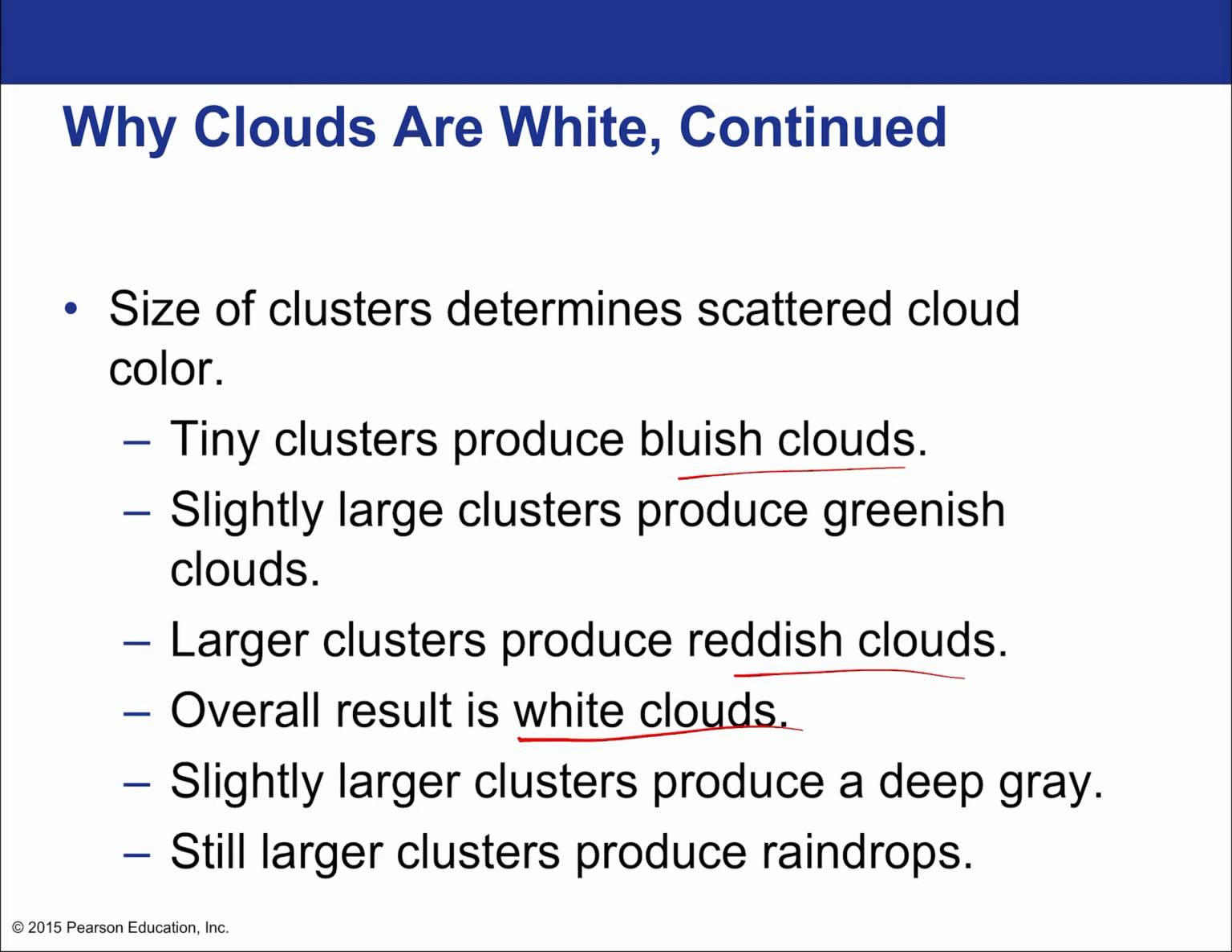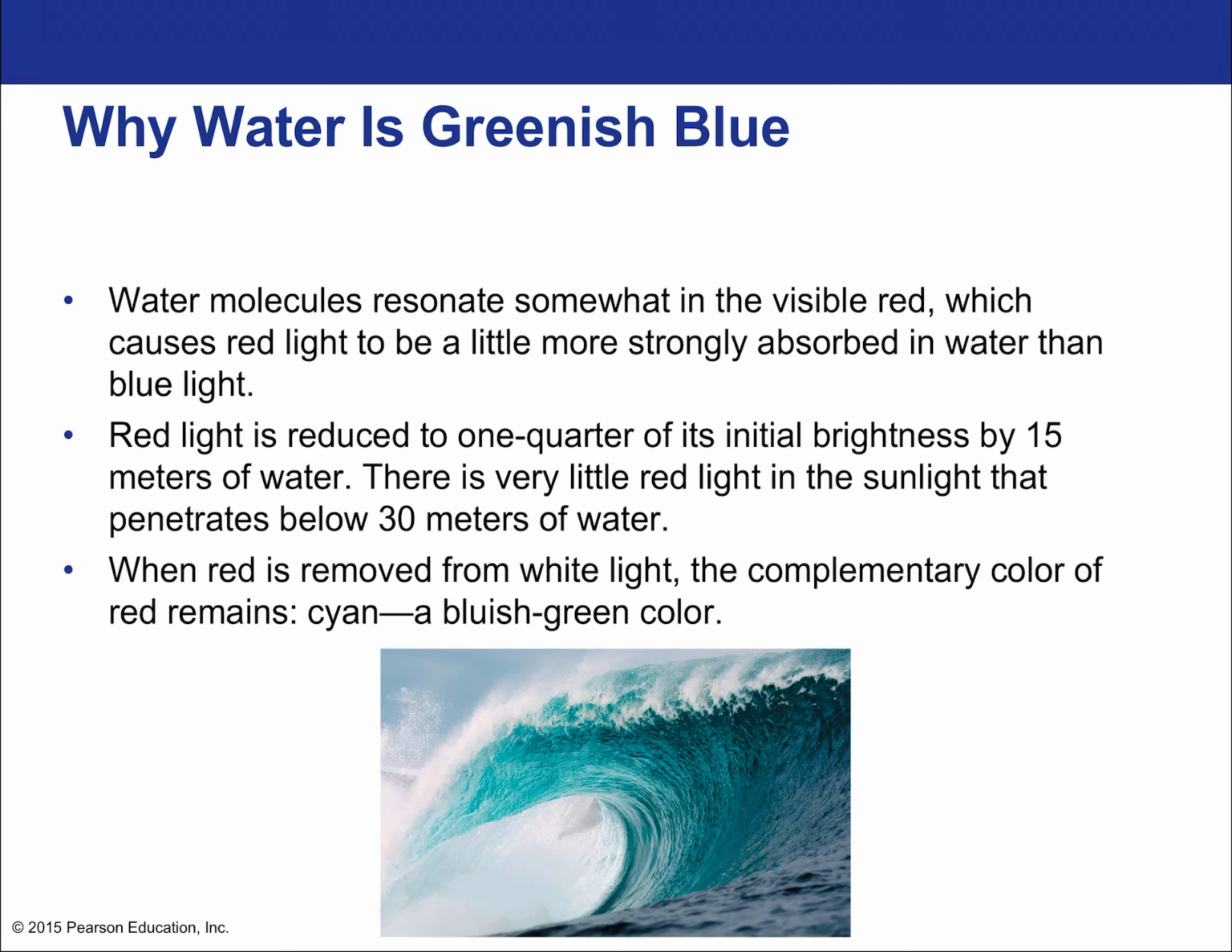All right, and slightly larger clusters produce a deep gray, because at that point you go from white to so much light getting absorbed that you start to lose the light, and that's where clouds become dark. And once they become dark, then you know that they've become so dense, so opaque to light passing through, that they're probably going to start dropping raindrops.